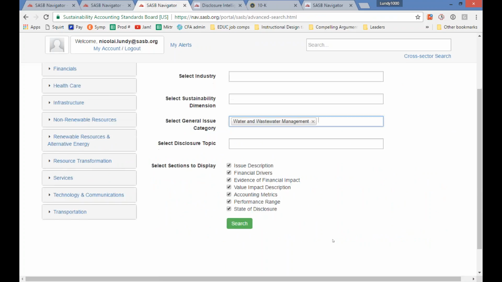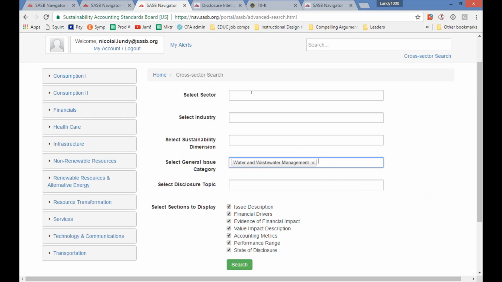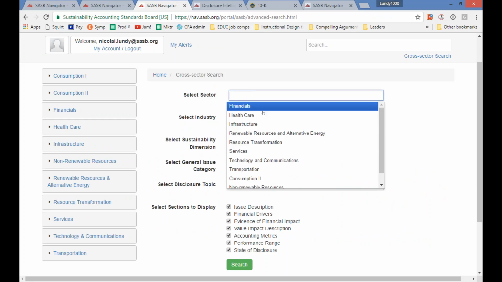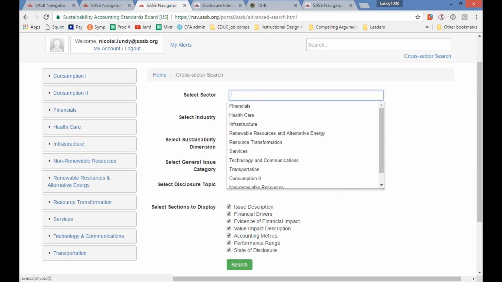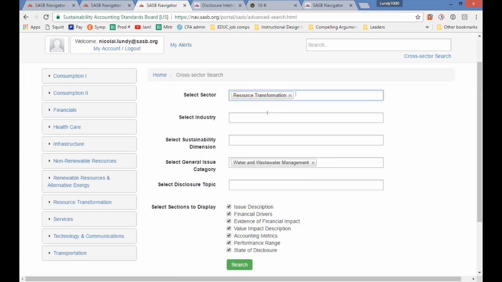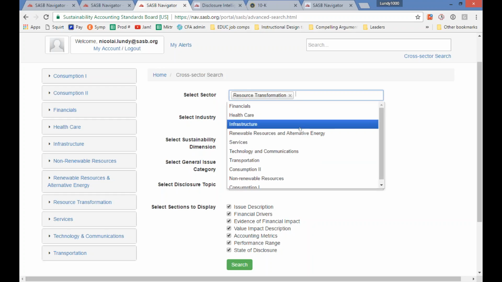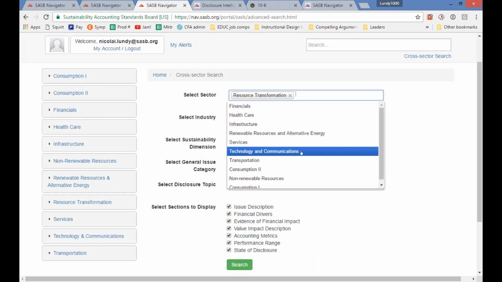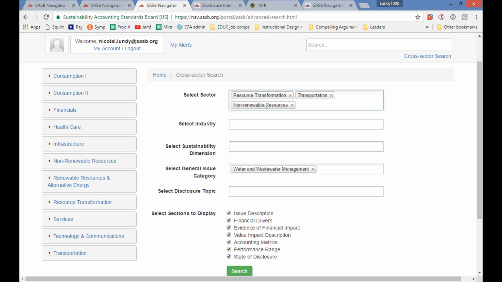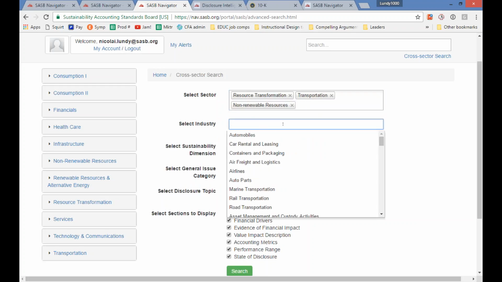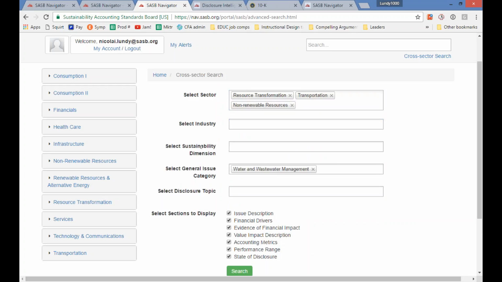And let's say you want to look at every industry, or only a set of industries. Let's say you want to look at resource transformation, which includes chemical companies and other companies that manufacture things. Or you want to look at transportation and maybe non-renewable resources like metals and mining. So you can pick the sectors and industries that you want.